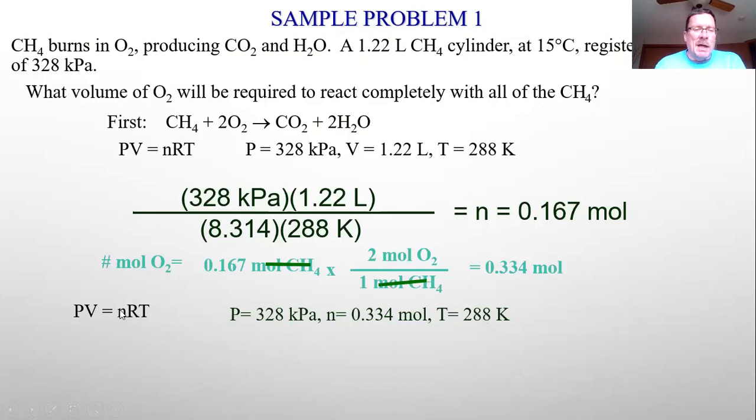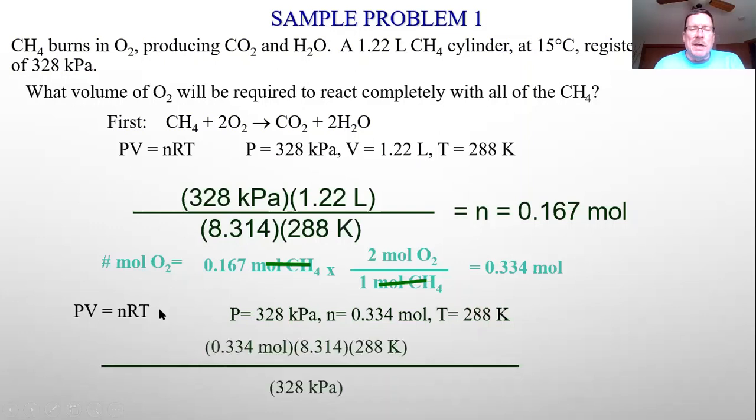Now, when I rearrange the algebra for V, it's going to be nRT over P, and I can then use that to solve. So my moles now was 0.334 for the oxygen. R is always 8.314 with the kilopascals. 288 Kelvin was my temperature. 328 was the pressure that the oxygen was under. And I solve and I find that's about double the amount of liters, which makes sense. If I doubled the moles, I should probably double the volume if they have the same pressure and temperature. Okay? So that's one way to do that.